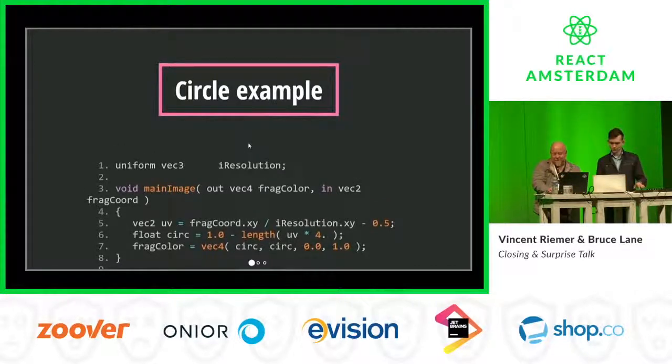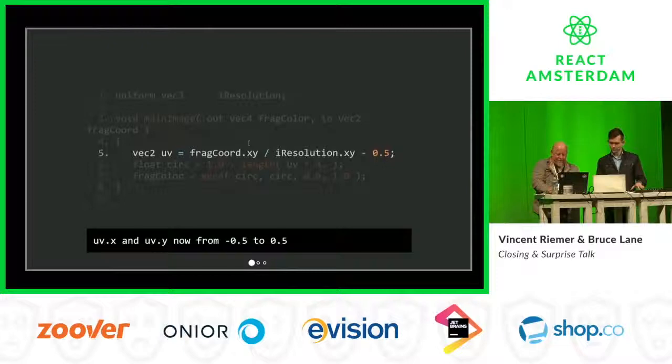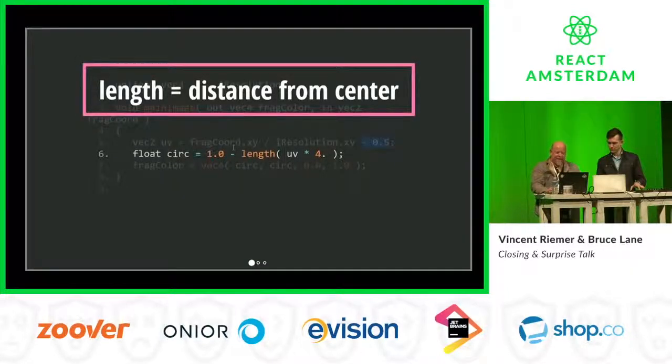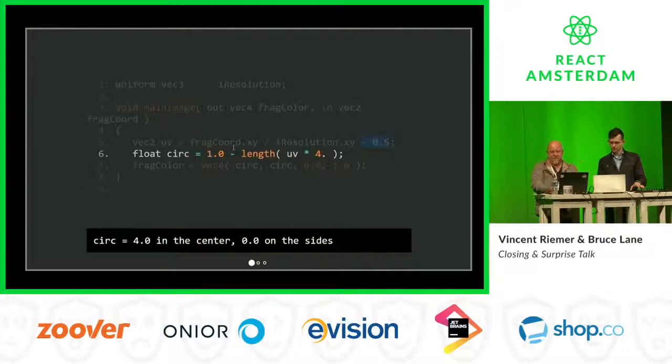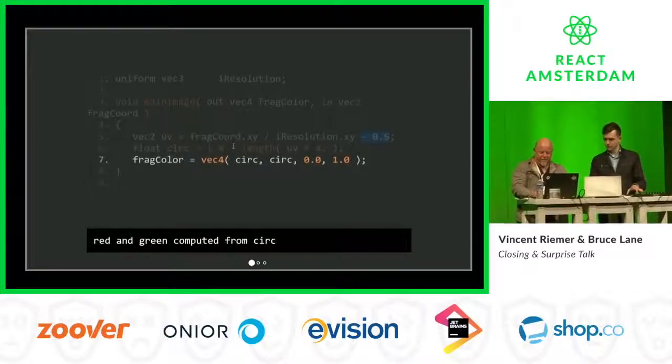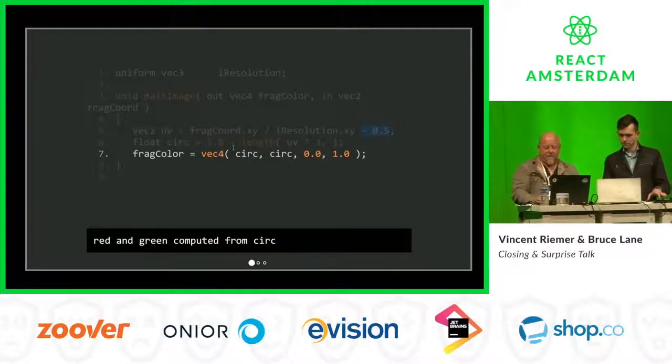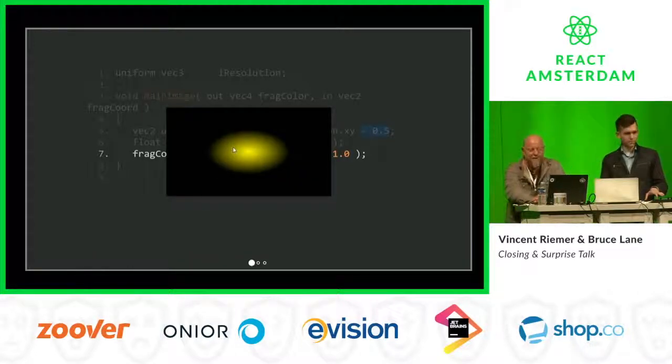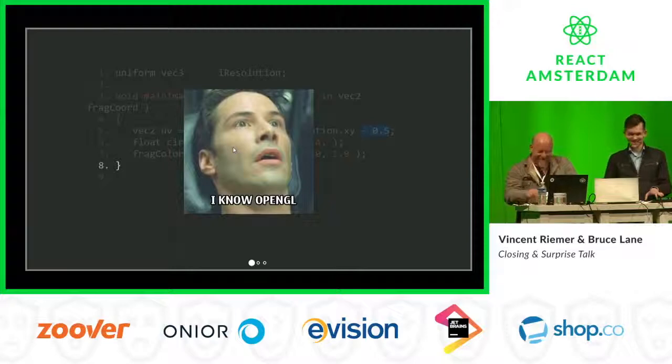So I'm continuing with a circle. Actually, I want to put the circle in the center. So I just do a simple translation of the coordinates by doing a minus 0.5. So the center is here now. And to do a circle, you just calculate the length, which is the distance between the center and the borders. So that's an example. And I just put the circle as a float in the red and the green values. So that makes this kind of result. Okay. Yeah, you know OpenGL better now.